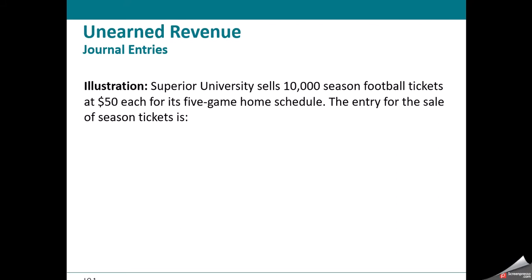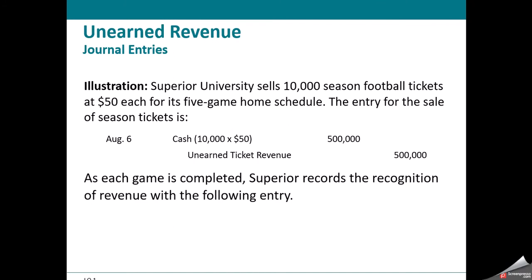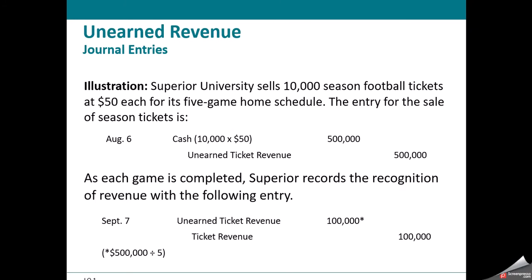So here we have an example. This university sells 10,000 season football tickets at $50 a game for its 5-game home schedule. So we have 10,000 tickets at $50 a game, gives us $500,000 of cash, and that all goes into unearned ticket revenue. Then after each game is completed, we're going to recognize that revenue.